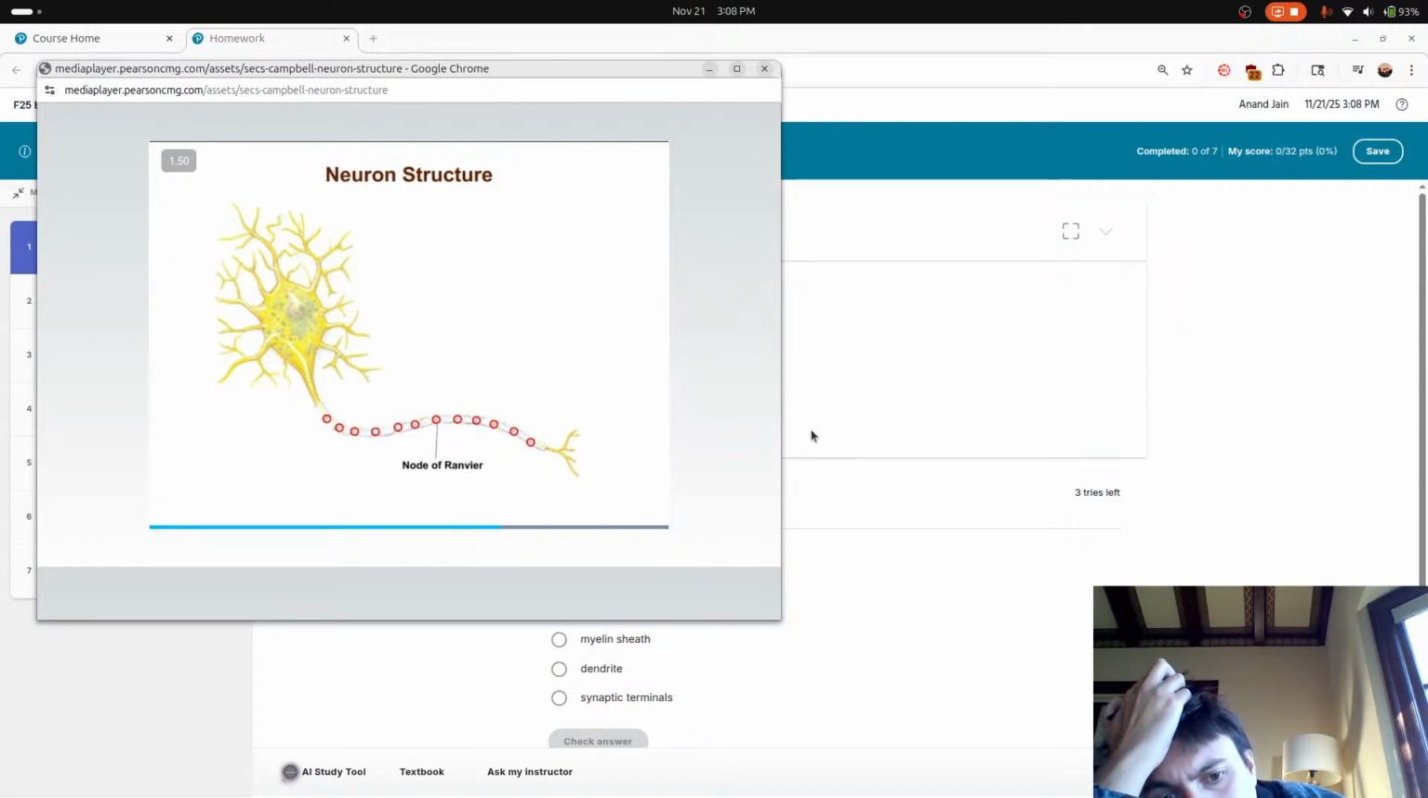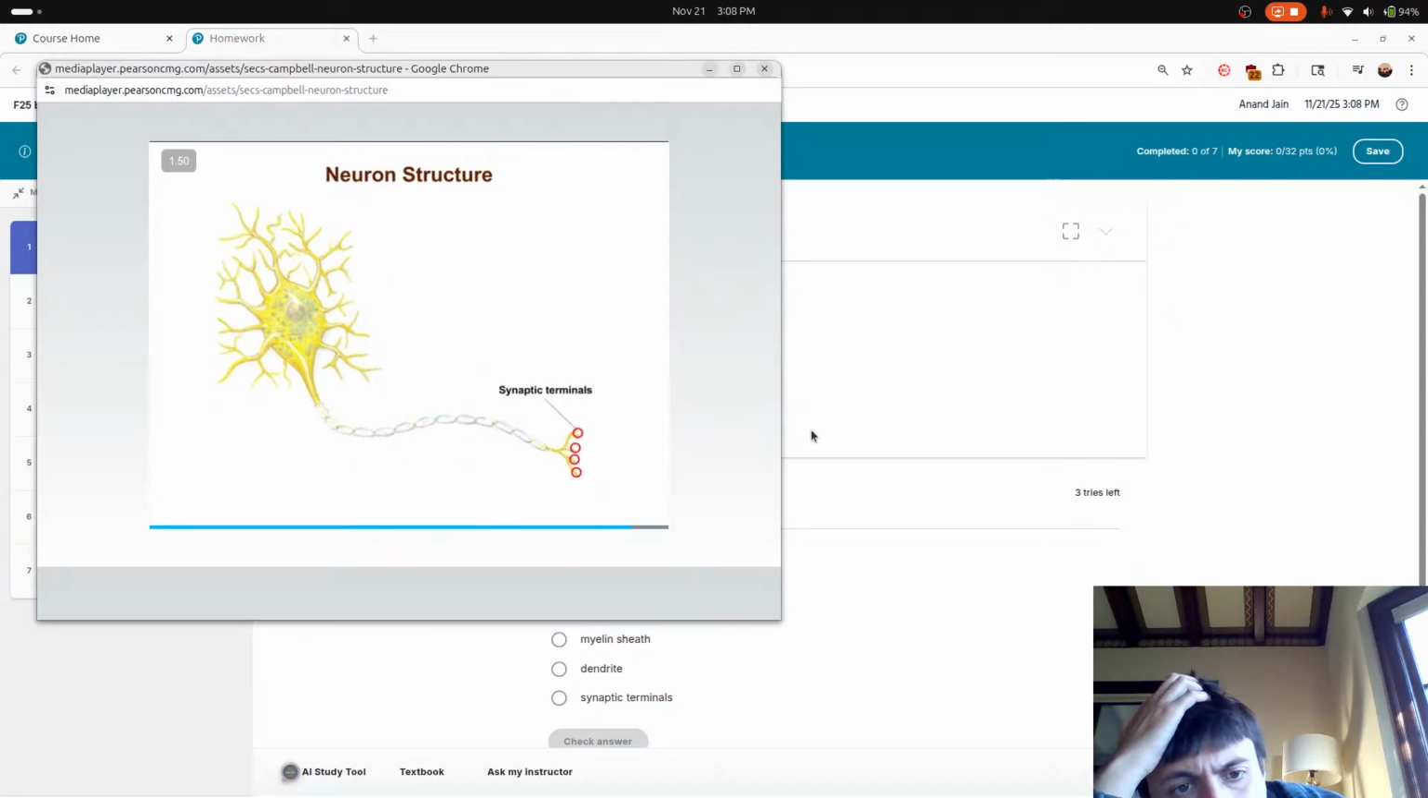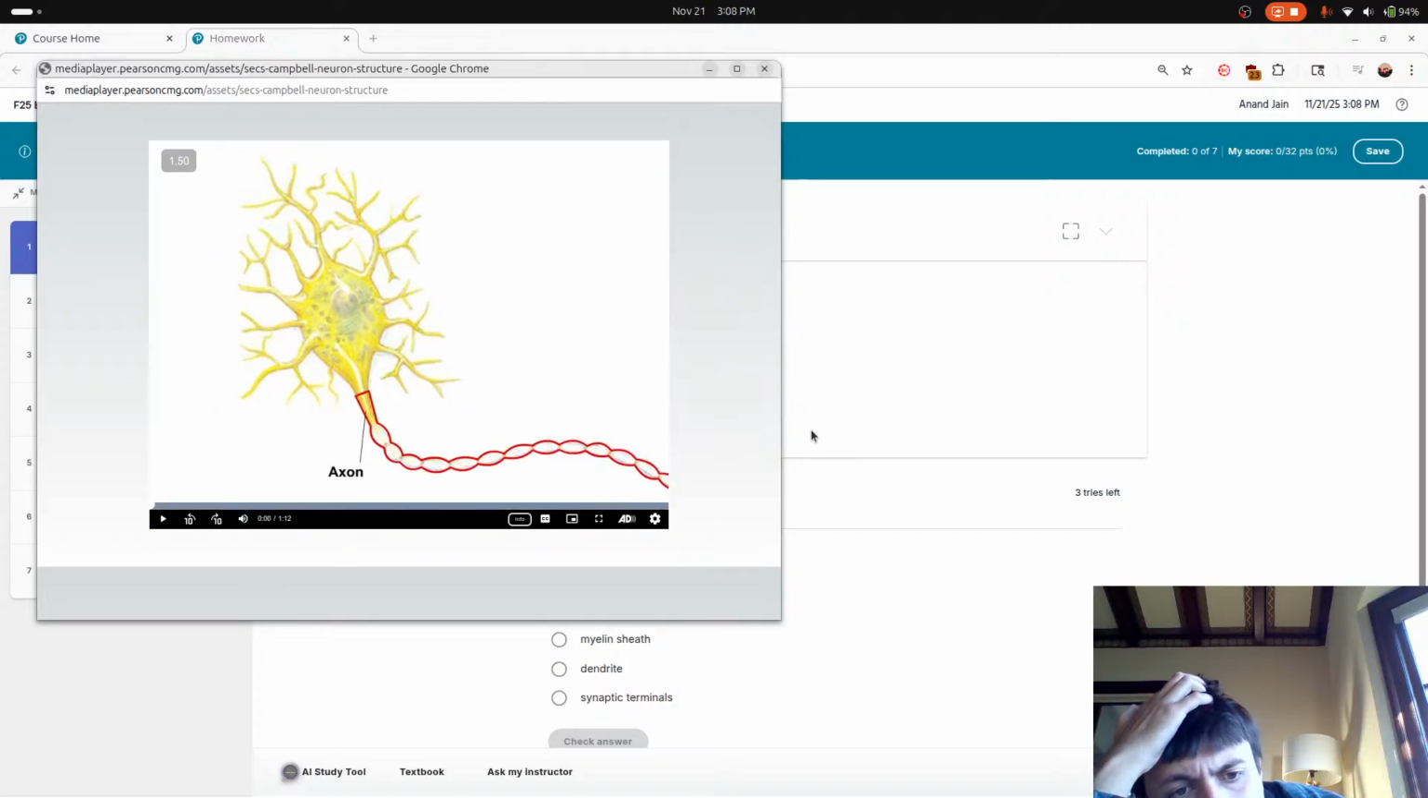The node of Ranvier is the point where signals can be transmitted along a myelinated axon. Impulses jump between these points. The myelin sheath produced by Schwann cells is the material that insulates axons that convey signals very rapidly. Synaptic terminals relay signals to another neuron or an effector, such as a muscle cell.